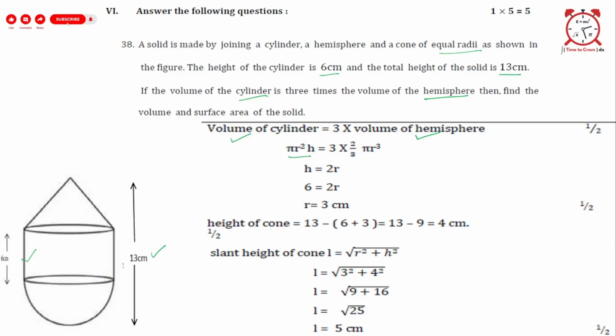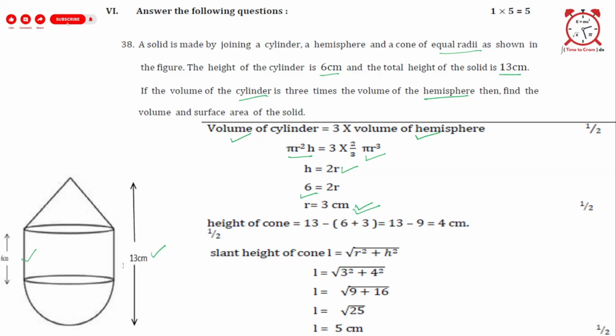Cylinder volume formula is pi r square h, hemisphere volume formula is 2 by 3 pi r cube. After simplifying, you can see r square cancels, and only one r is left, because the radius is equal for all. So we get h as 2r, and h is given as 6, so we can find the radius as 3 centimeter.